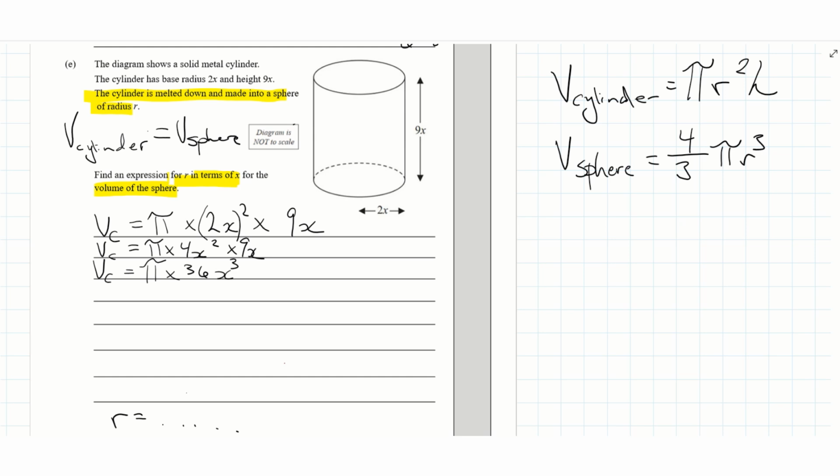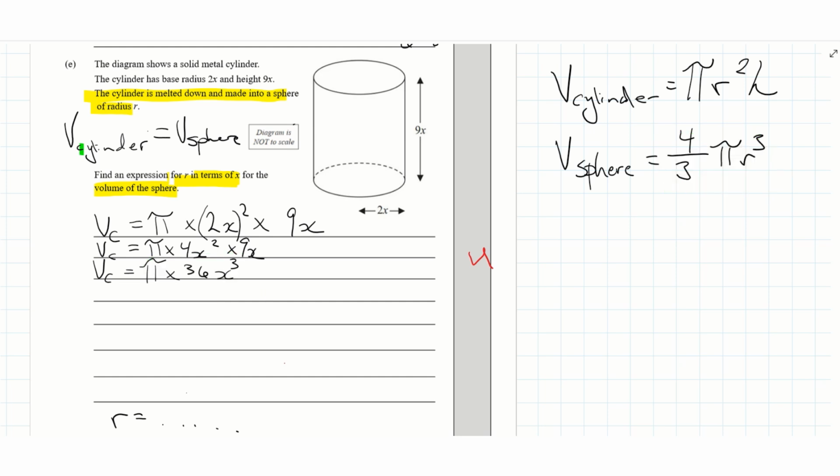If you get this far, if you find the volume of the cylinder, you are given a U rating. Yeah, you've been given achieved for that. The next thing that we need to do is remind ourselves that the volume of the cylinder is the same as the volume of the sphere. I've already got the volume of the cylinder here. Now I'm going to make it equal to the volume of the sphere.